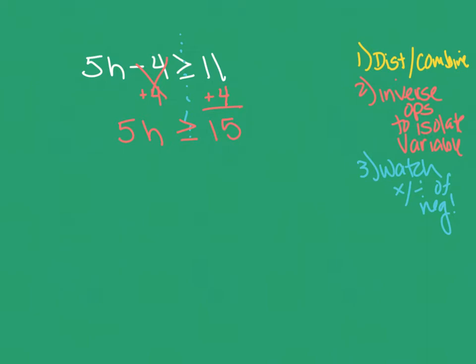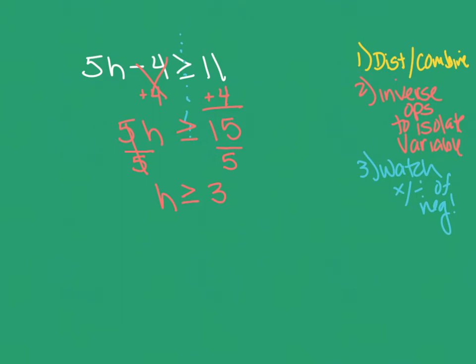Still doing inverse operations to isolate h, our variable. He's now being multiplied by 5. It's a positive 5, so I'm okay here, so I don't even have to worry about that step. This will stay this direction. So multiply by 5, and the inverse of that is going to be divide by 5. Do the same to the other side of the inequality. 5 divided by 5 is 1, and 15 divided by 5 is 3.